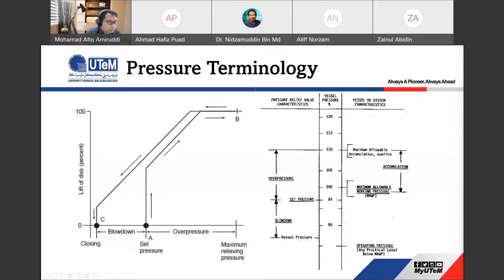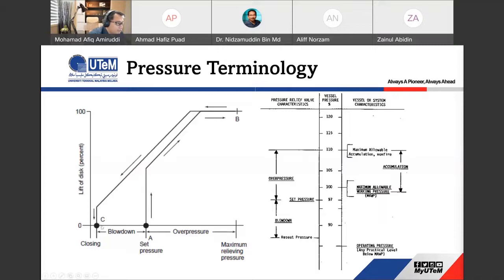So basically the 100% is the maximum allowable working pressure, and this is the very common chart for the reference. If you want to refer to this chart, it is very easy to understand. Also, you can see on the left chart, this is the lift by percentage. First, the disc is closing. The disc is closing. It means that it's normal operation.